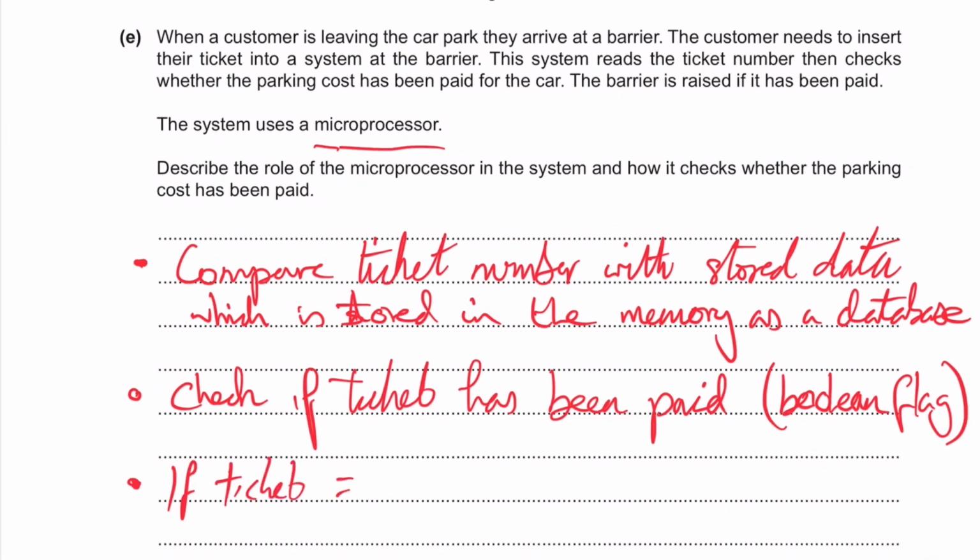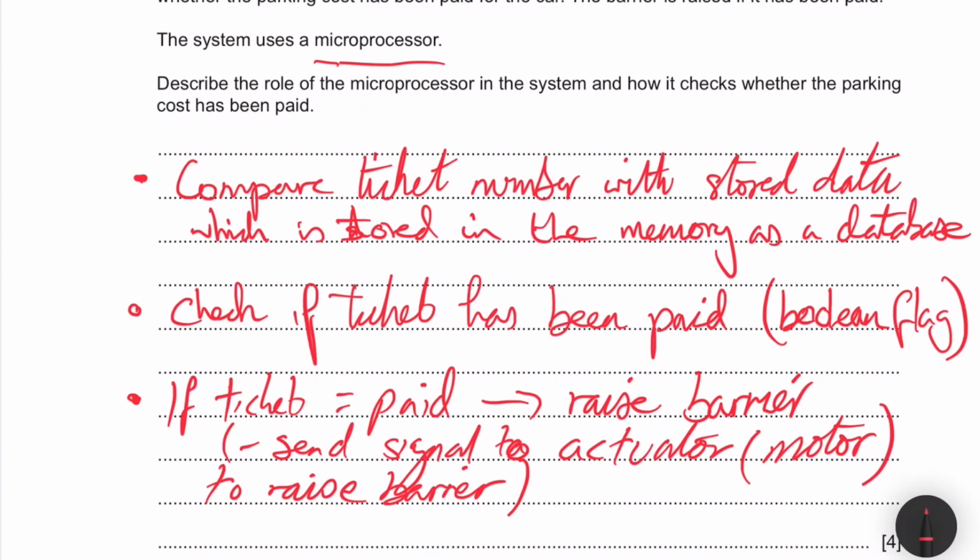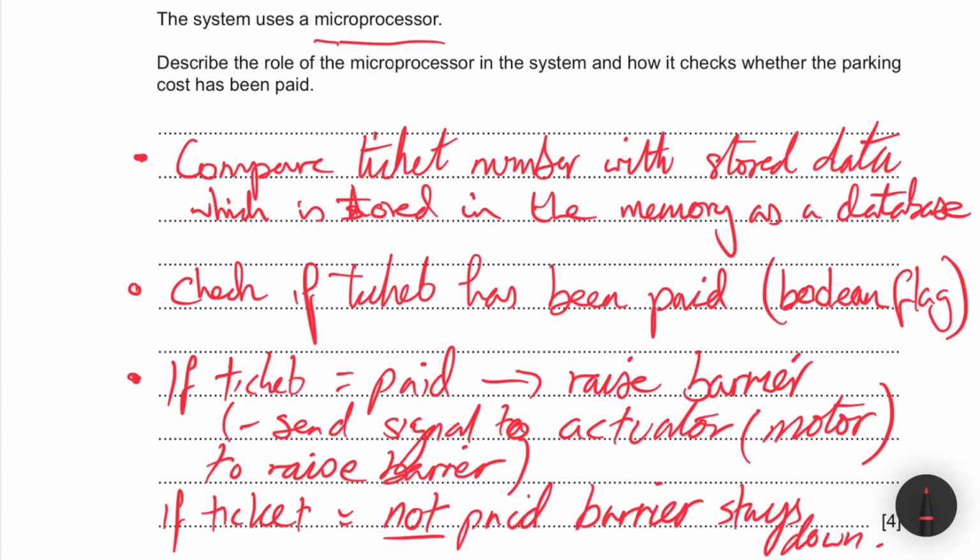If ticket equals paid, raise barrier. Send signal to the actuator motor to raise the barrier. If ticket equals not paid, barrier stays down. Okay, so simple selection there, if else. So it compares the ticket number with stored data, which is stored in the memory as data on the database, and checks if the ticket has been paid, usually a Boolean flag has been created.